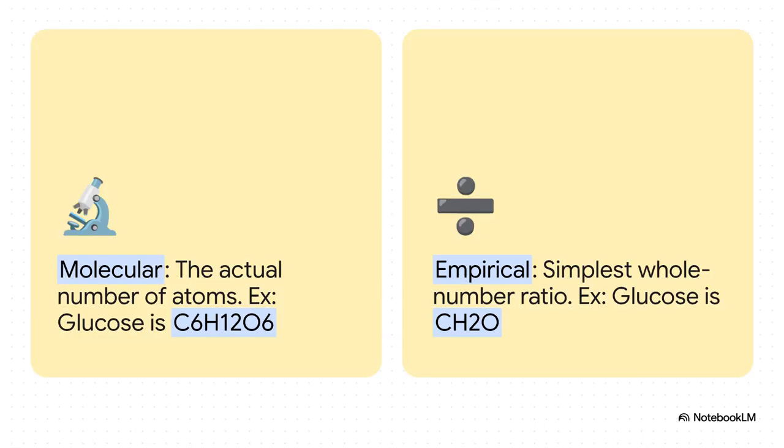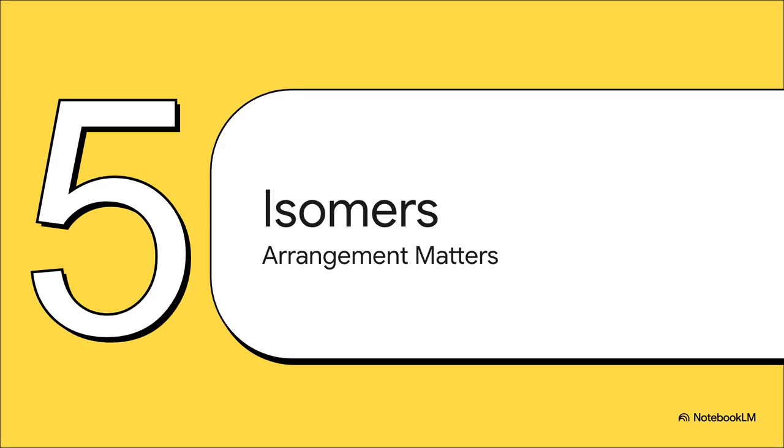When we're writing these out, we also need to distinguish between the exact recipe and the simplified ratio. The molecular formula gives you the exact inventory of a single molecule. For blood sugar, glucose, the actual molecule is C6H12O6. That's 6 carbons, 12 hydrogens, 6 oxygens. But if we just want the simplest, lowest common denominator ratio of those elements, we divide by 6 to get the empirical formula, CH2O. So the empirical formula gives us the basic proportion, while the molecular formula is the literal, exact building blueprint.